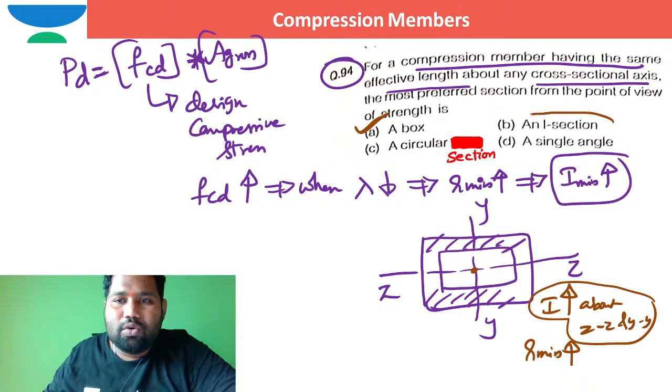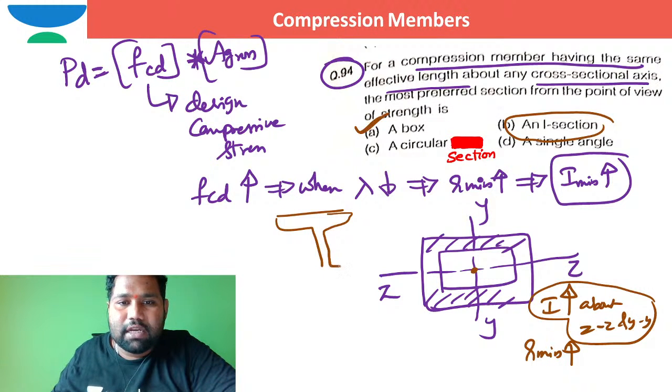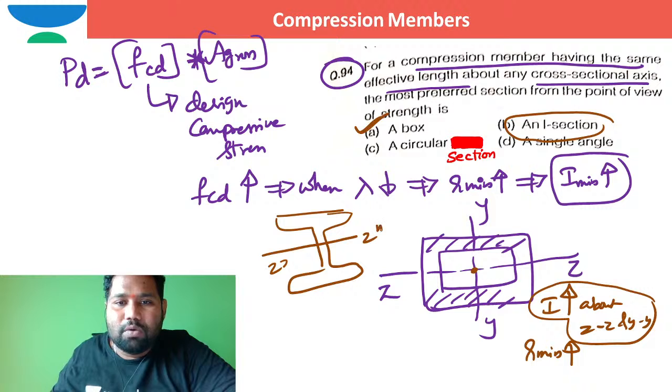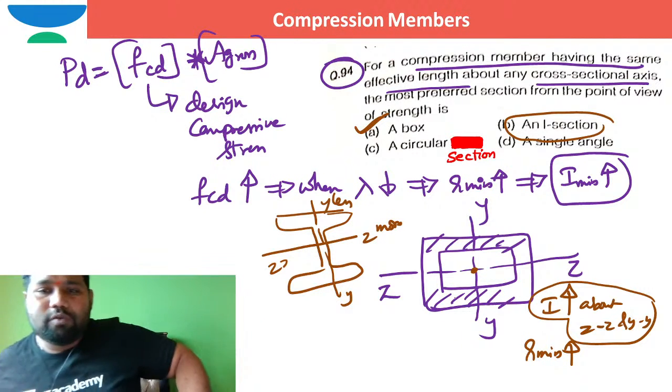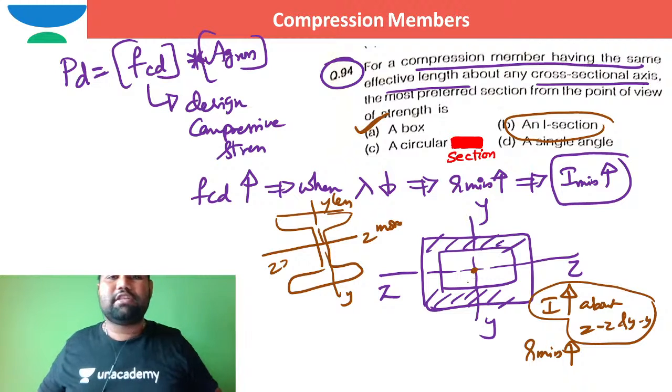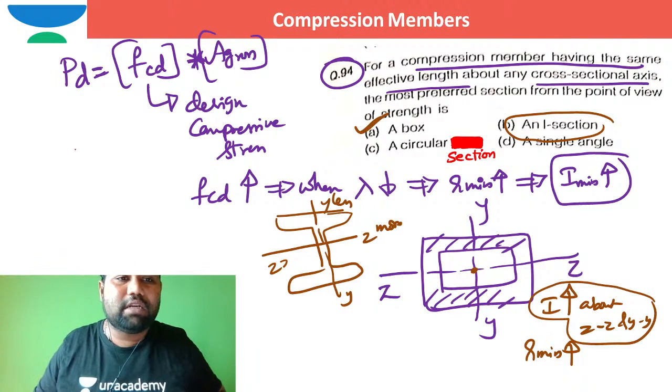But if you come to an I section, if you take only a single I section, generally the moment of inertia about z-z is more, but the moment of inertia about y-y is less. But in case of a box section, the moment of inertia about z-z and about y-y are equally increased.